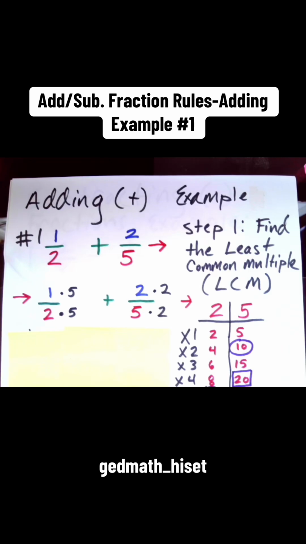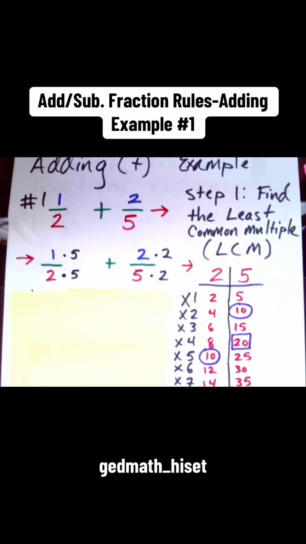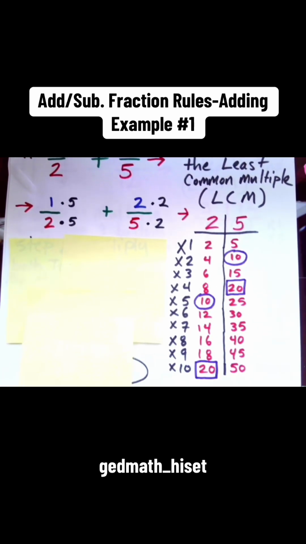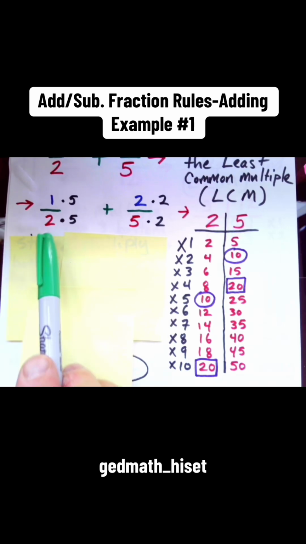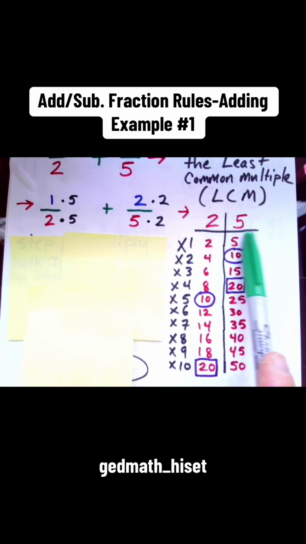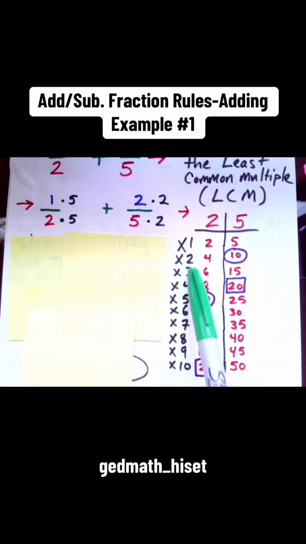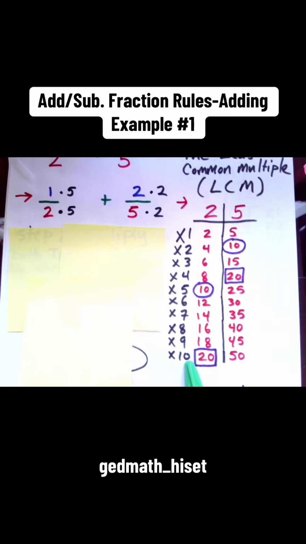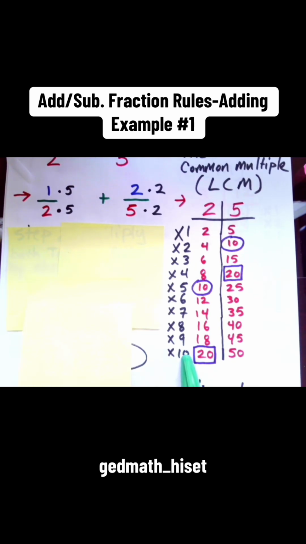But let's say you were struggling and you didn't know that. You didn't have that information. I use here what's called a T-chart. I have the two denominators set up here on a T-chart at the top. I'm going to multiply each of these denominators by 1, by 2, by 3, all the way down to 10 if I have to. If I got to go to 11, 12, 13, 14, all the way to 20 to find the common denominator, I'm going to do that.